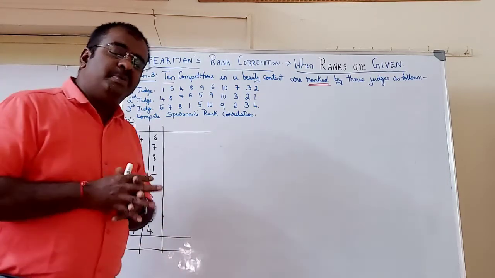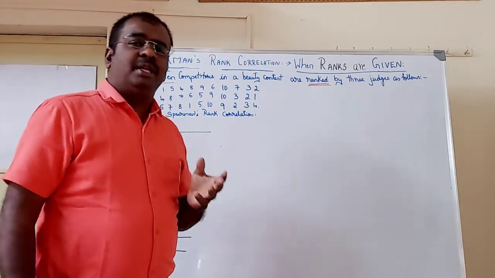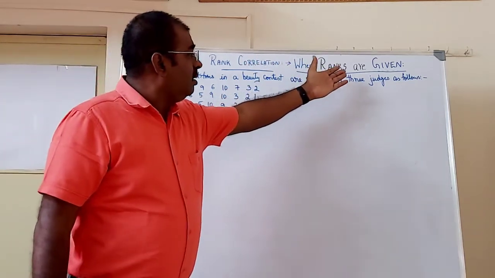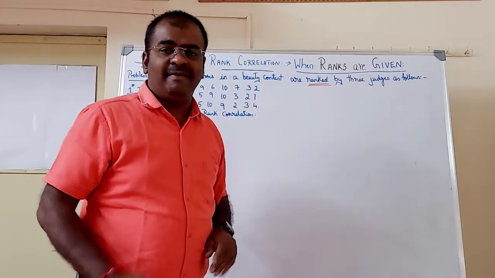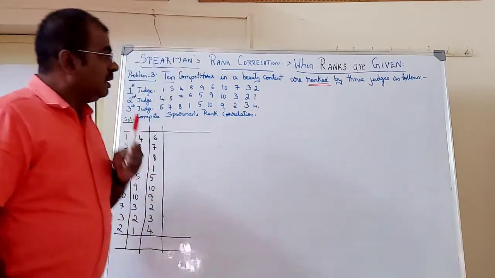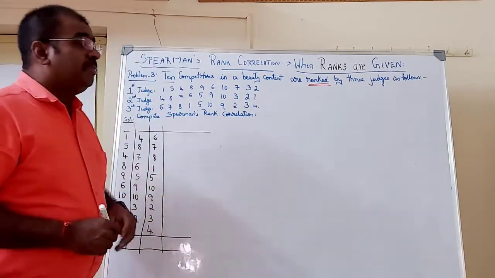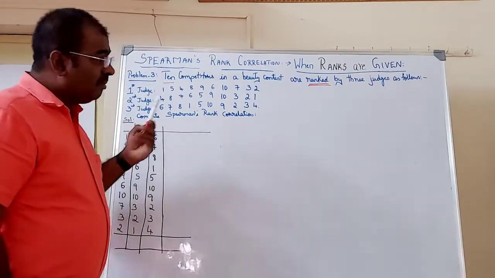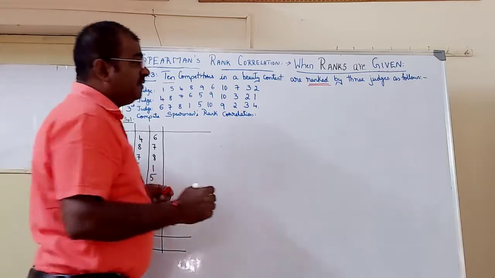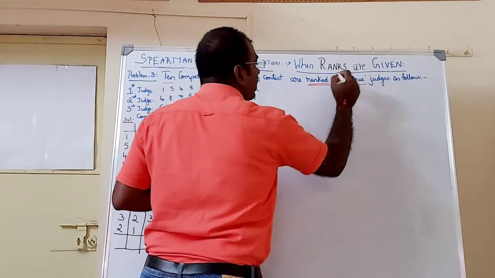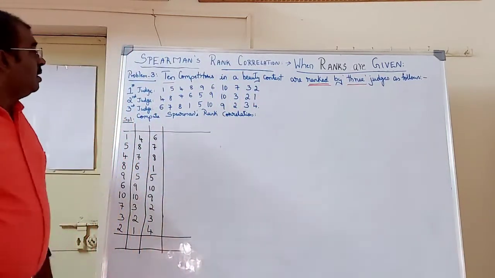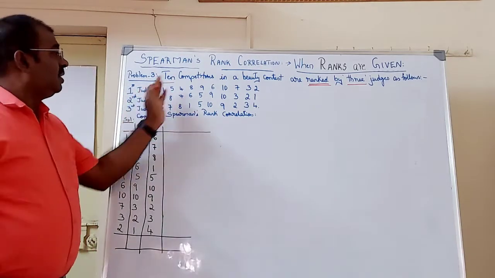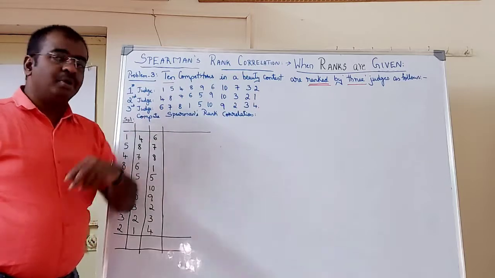And they have asked us to compute the Spearman's rank correlation. Now what is the difference between the previous question and this question? Both are being solved when ranks are already given. We have already done one question. The difference is that in the previous question there were only 2 judges, but in this question the number of judges has been increased to 3. So 3 judges have given different ranks to the 10 contestants of the beauty contest.